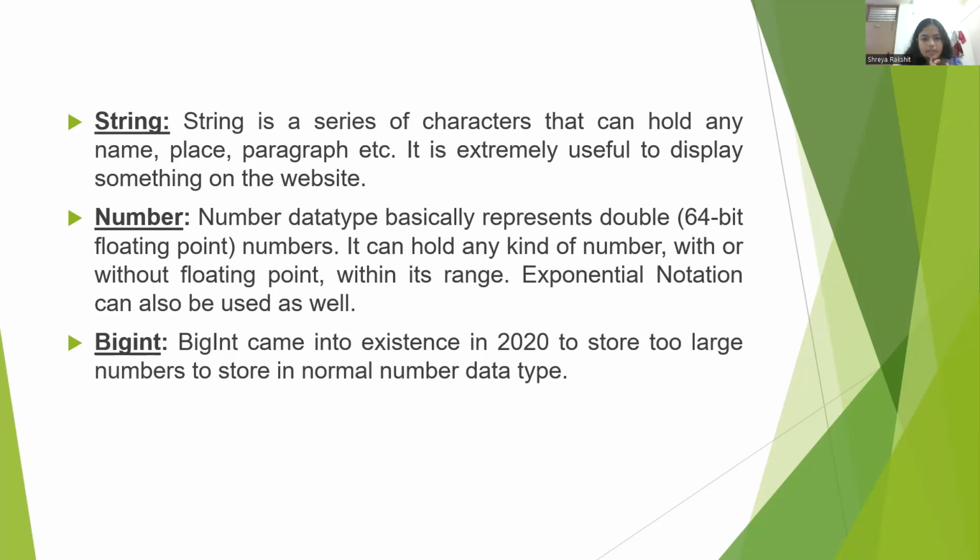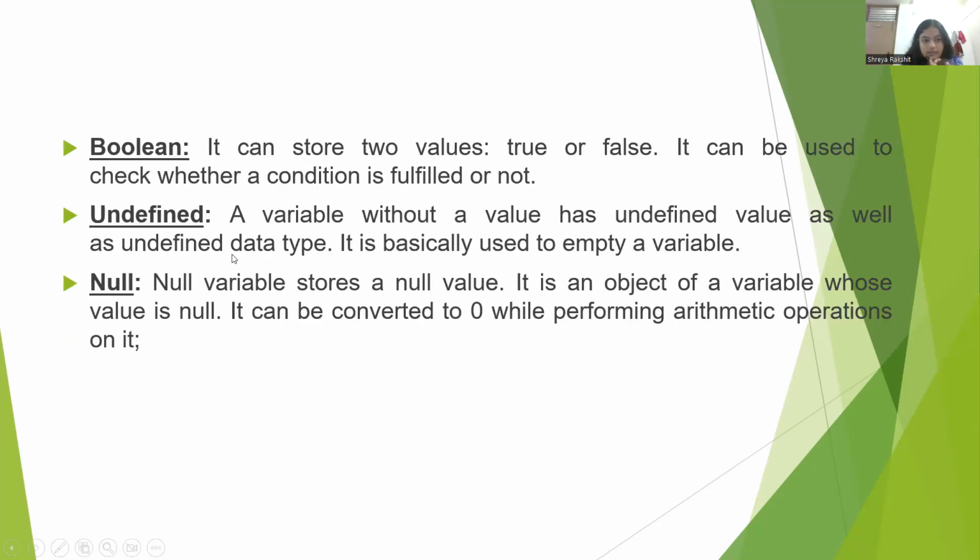The second one is number. JavaScript number represents 64-bit floating point numbers. It can hold integers, floating point numbers, etc. within its range, and we can use exponential notation as well. The third one is BigInt. BigInt came into existence in 2020. Its purpose was to store large numbers which cannot be stored in these 64-bit floating point numbers. The fourth one is Boolean. Boolean can store only two values, true or false. It can be used to check whether a condition is met or not.